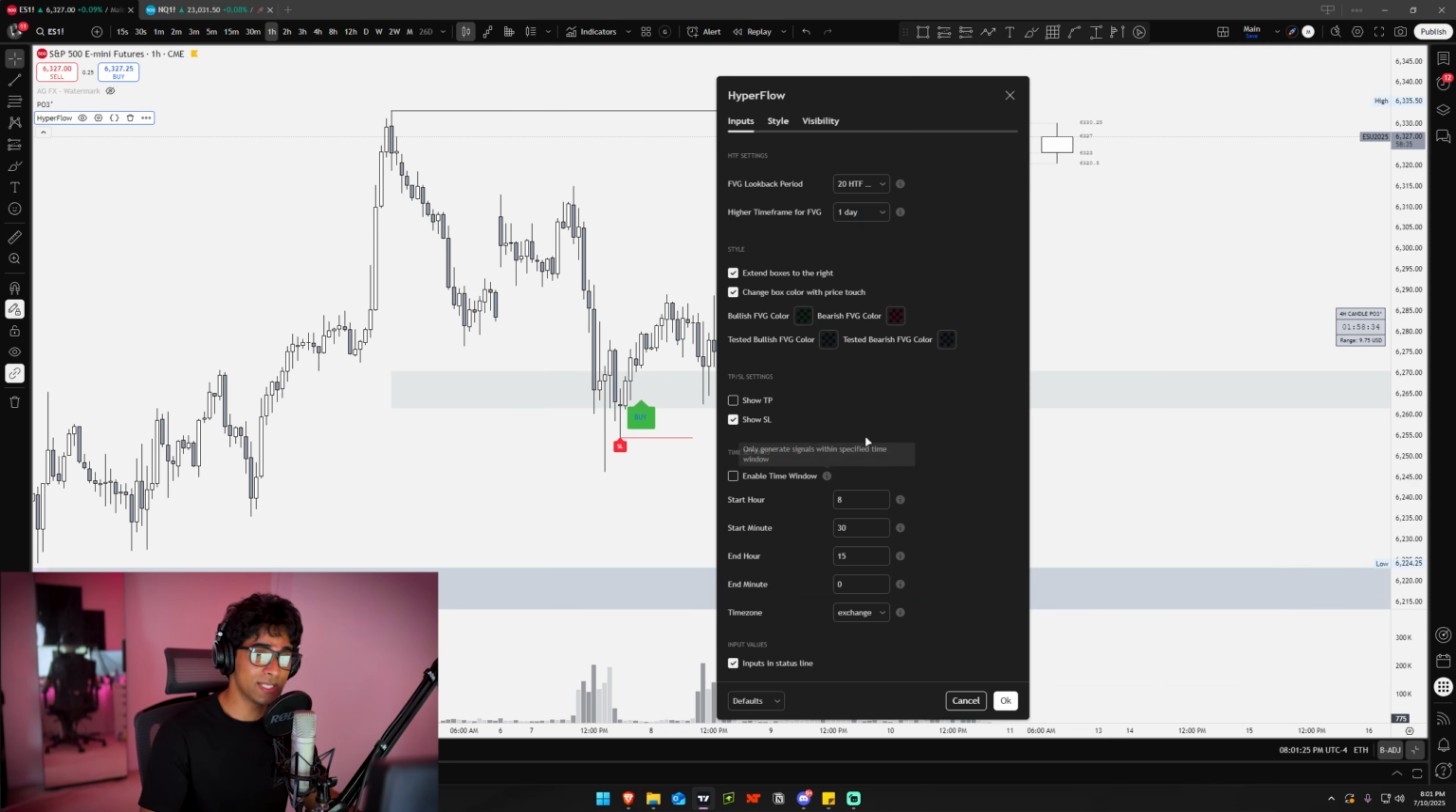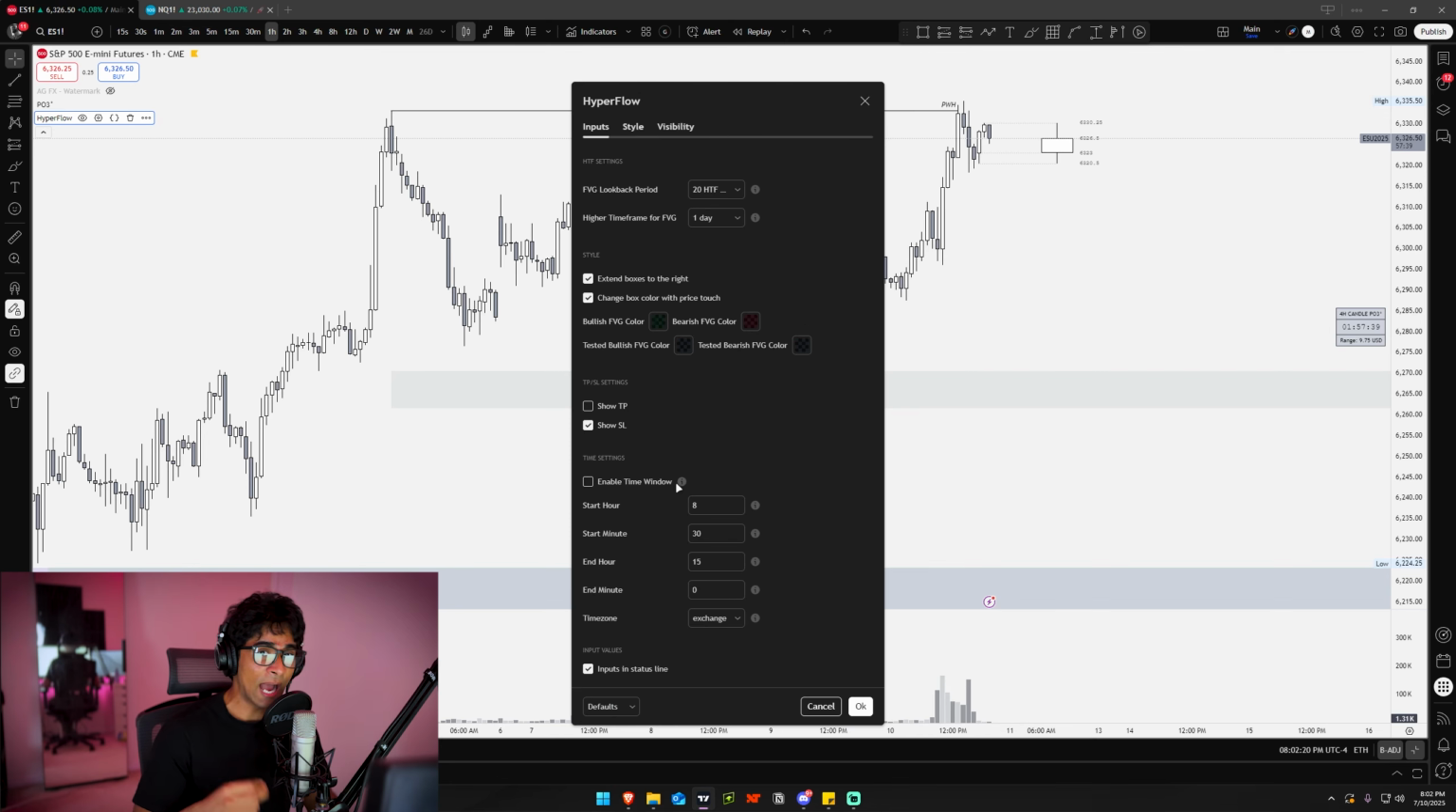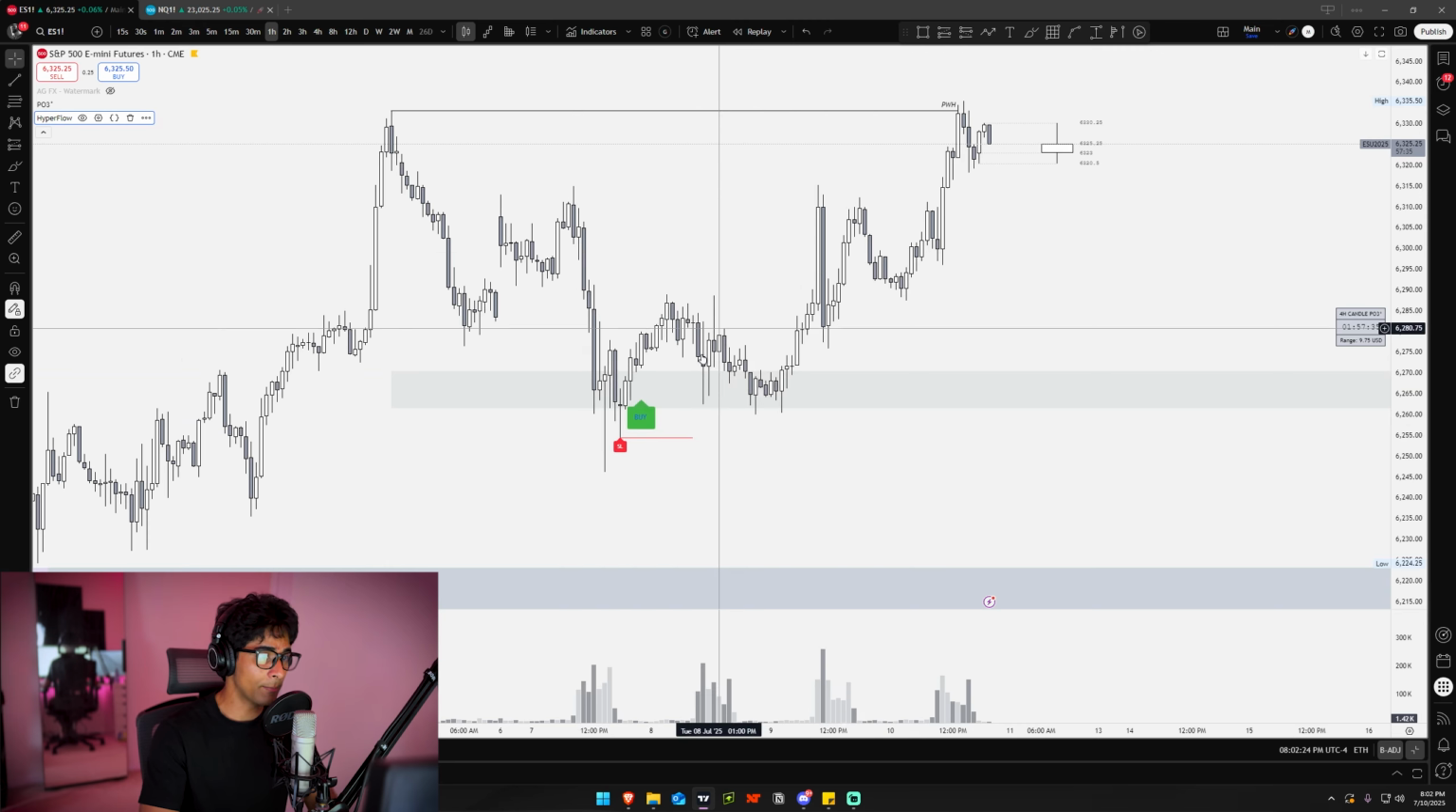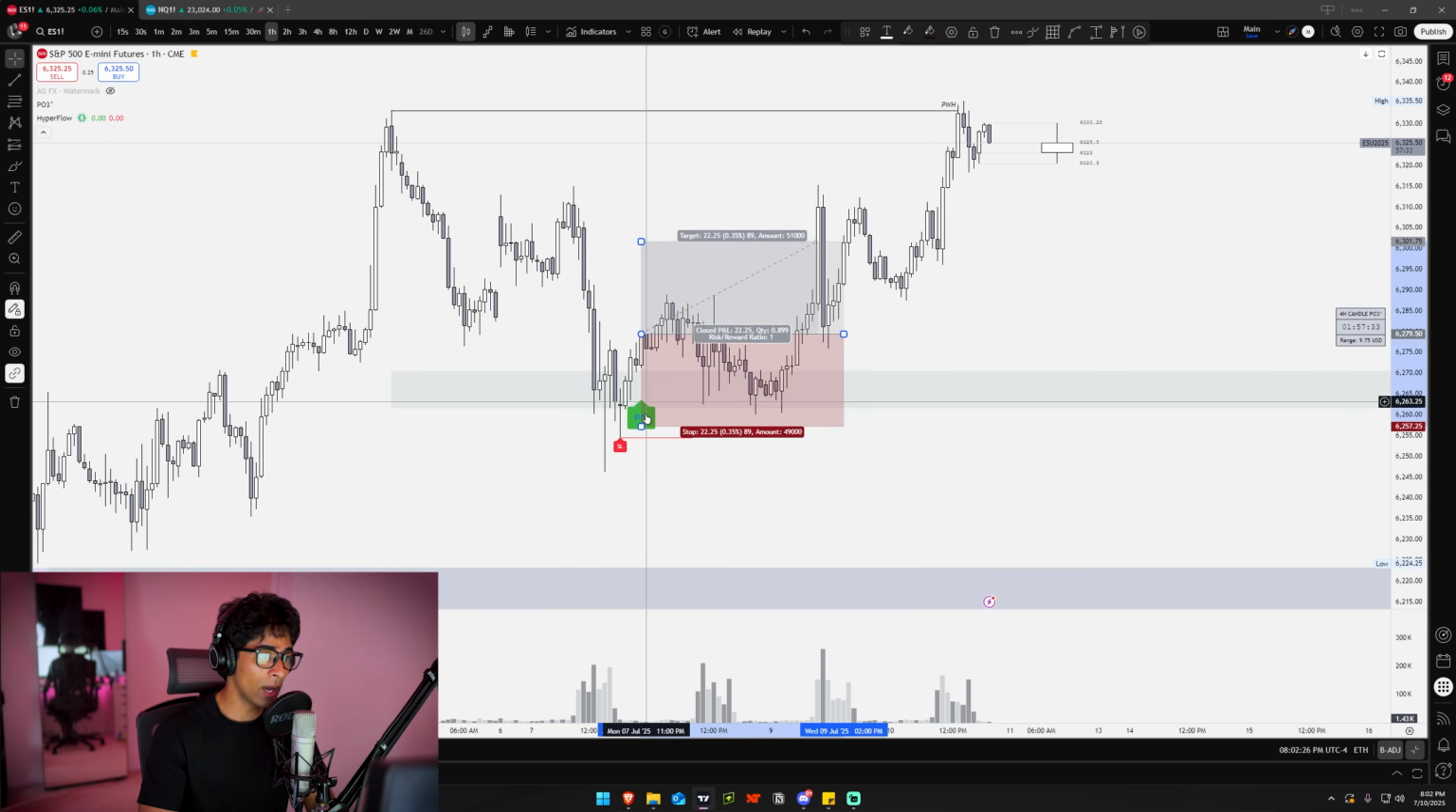Now for the time window, this is very, very critical. 8:30 to 15 o'clock is basically New York session. Since we're trading CME futures, we're on the Chicago exchange, which uses Central Standard Time, which is why 8:30 to 15 is market hours. I only have this on for my intraday setups, but if I'm looking for swings, for example, this daily to 1 hour trade, I will not have this on.